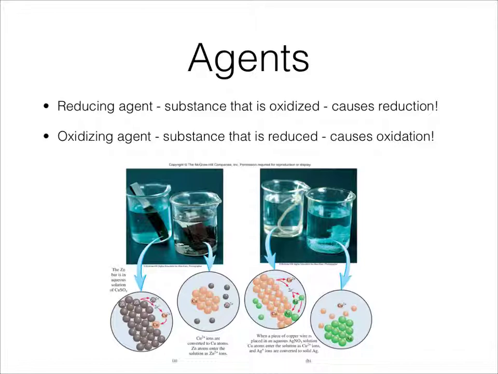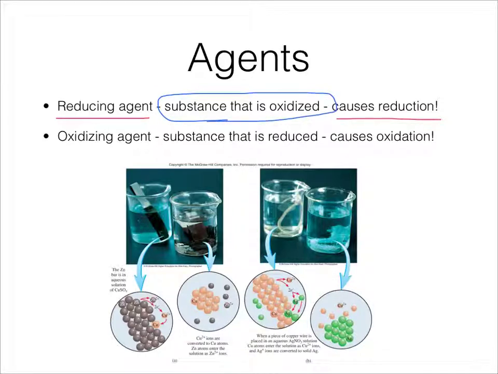Now, there's some other terminology that can be a little bit confusing, and that is the idea of the agents. The agents are going to cause something to happen. So a reducing agent is something that is going to cause reduction. By causing reduction, that thing must be oxidized. So whatever substance is oxidized, that is your reducing agent. Similarly, an oxidizing agent causes oxidation, and therefore that substance must be reduced.